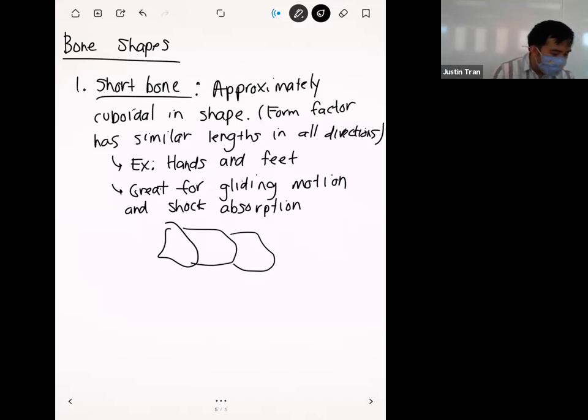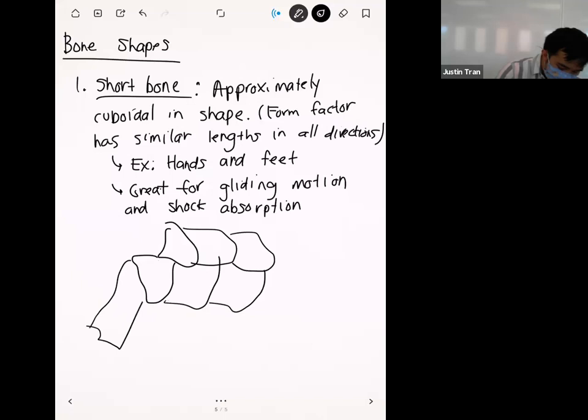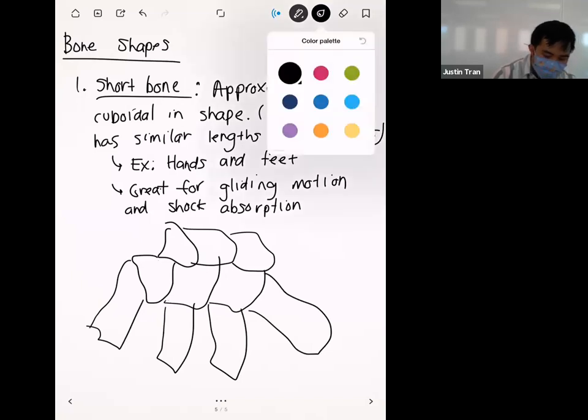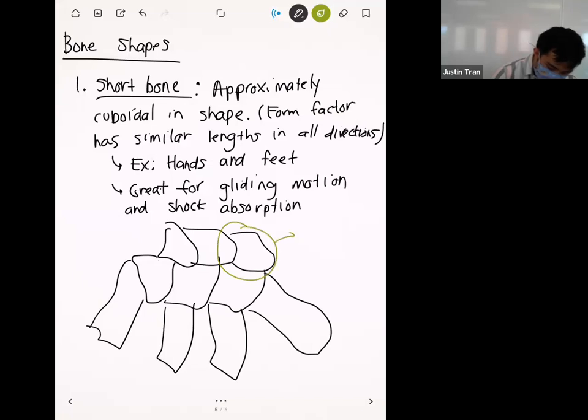Okay, so if you look at the bones that make up your hand, in an X-ray like this, you'll see that your hand is composed of a lot of these almost cuboidal looking bones that form that shape. And then from here you have your finger bones. And so this right here would be a short bone. And so here would be your fingers. So you don't have too many of these types of bones in your body, but they are in places where you need some kind of gliding motion.